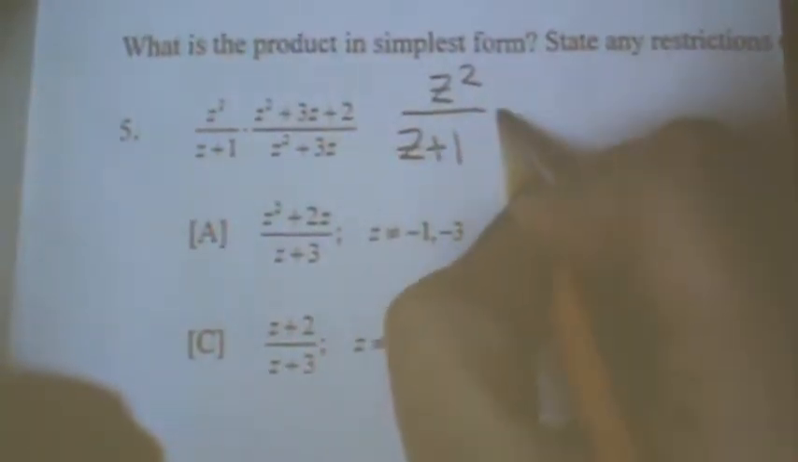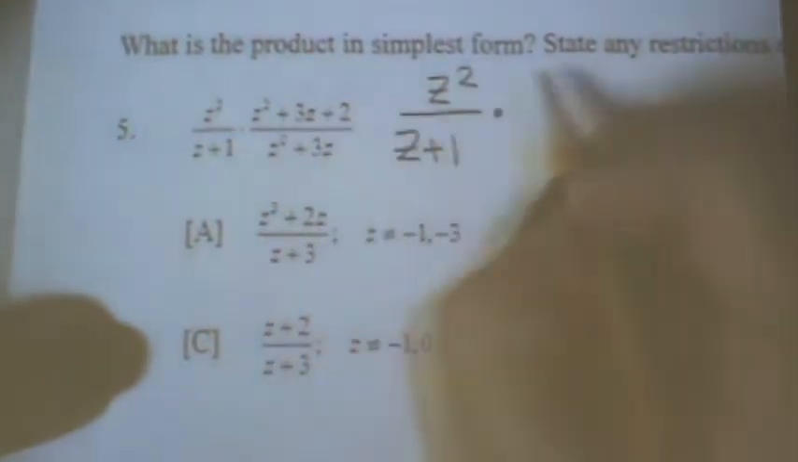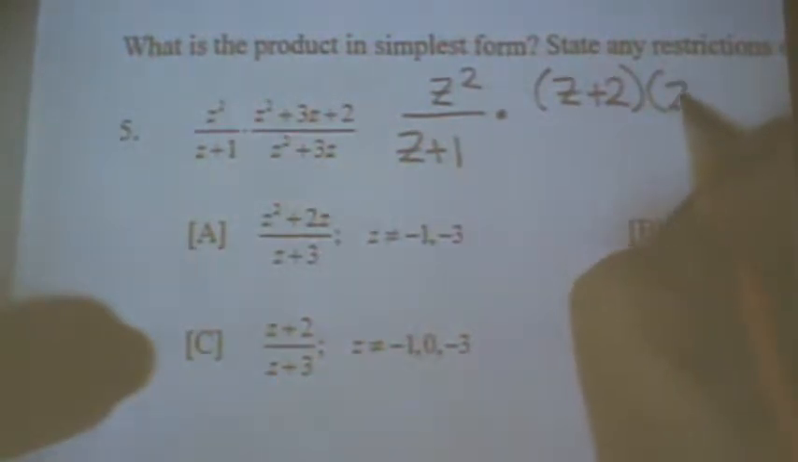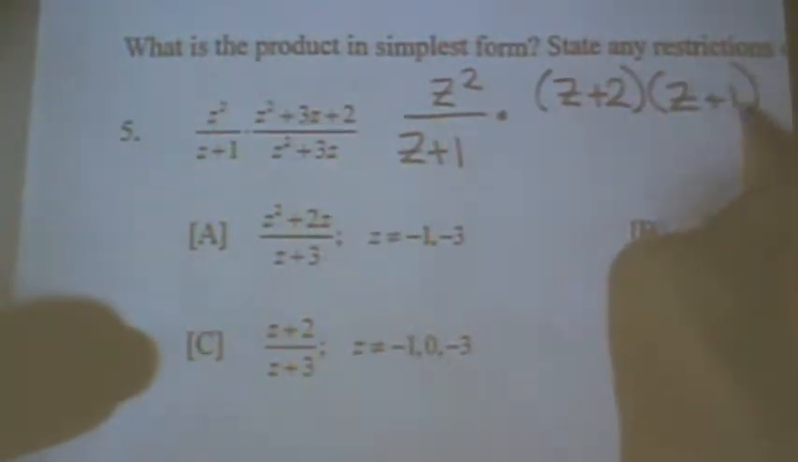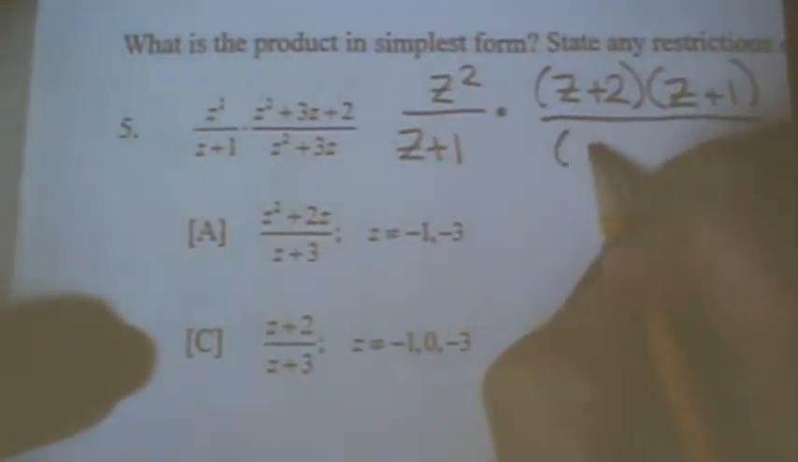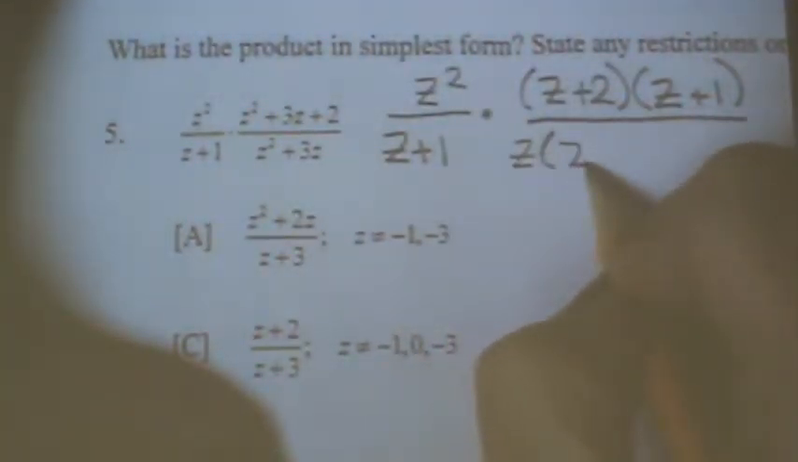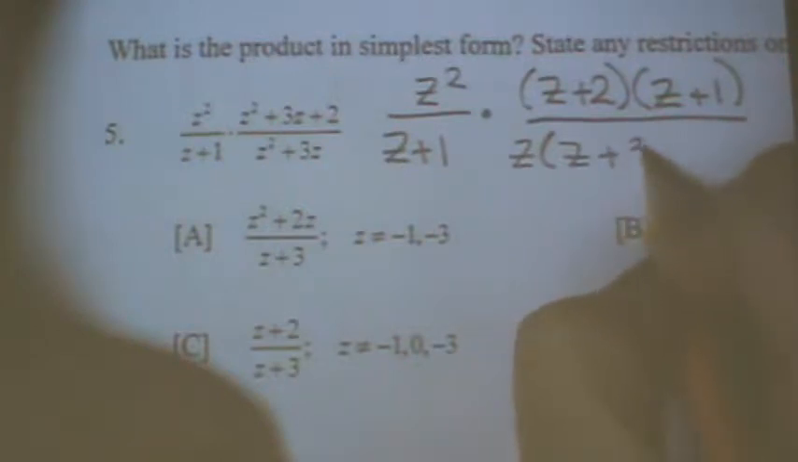Number 5. We need to factor this piece and this piece. So we have z squared over z plus 1 times, this factors to be z plus 2 times z plus 1 over, we're going to factor a z, and you're going to have z plus 3.